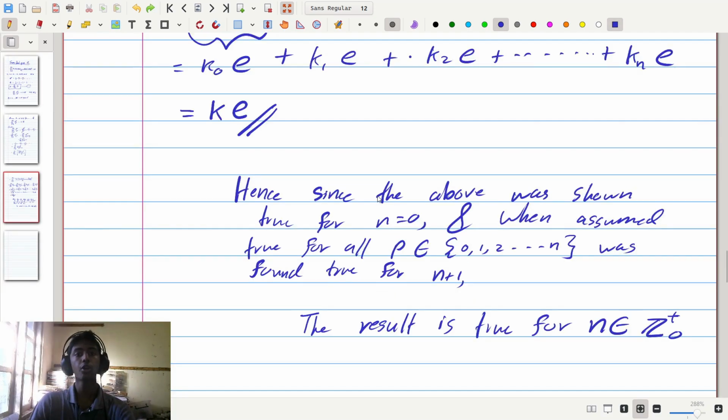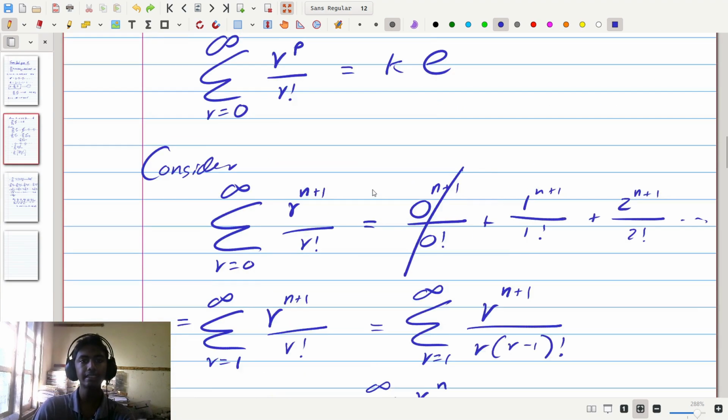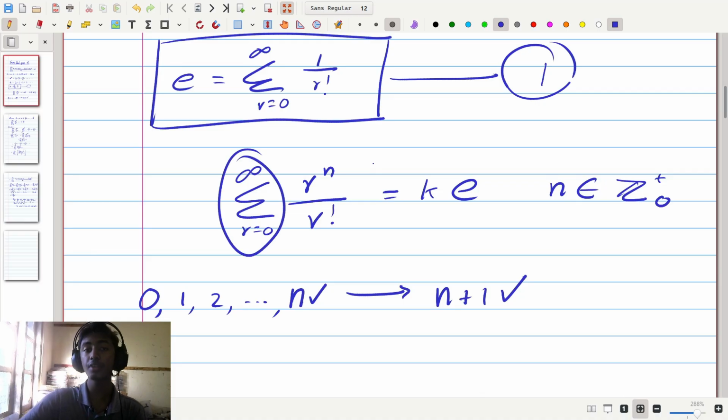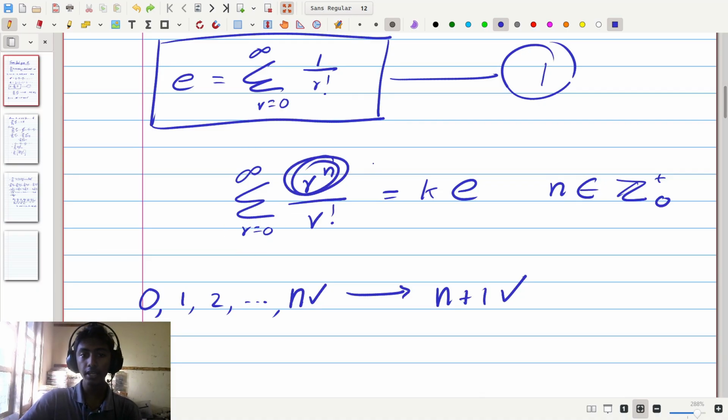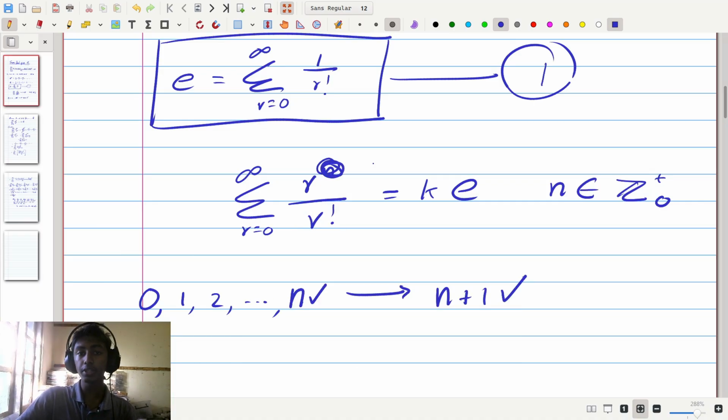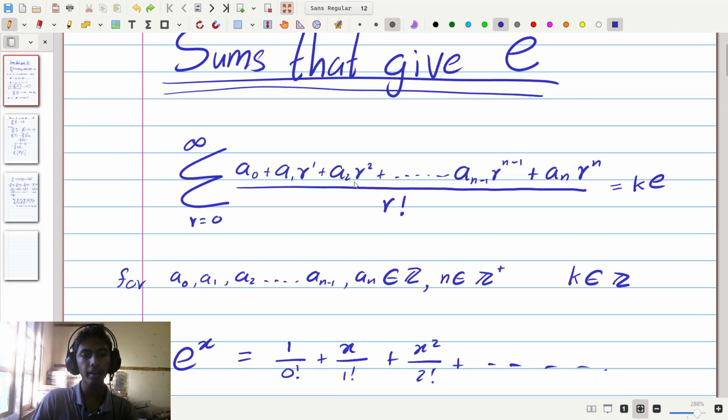So it's true for all of these numbers, for n equals 0, n equals 1, n equals 2, and so on. So now with this, what we've proven is that up here, if you have the sum from r equals 0 up to infinity of r to the power of n divided by r factorial, it is going to be equal to an integer multiple of e for all the values of n which are elements of the positive integers inclusive of 0.